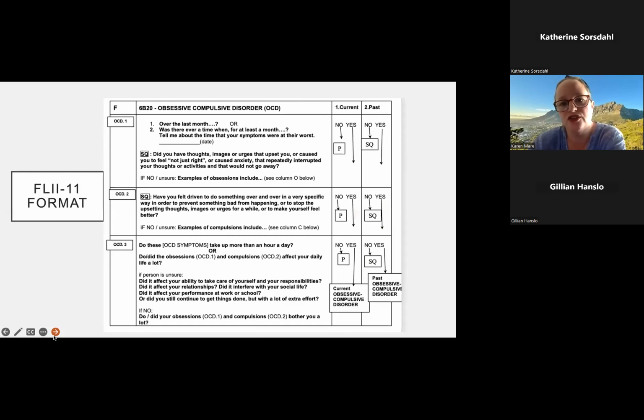And so this is what it looks like, the FLII-11. We don't have the middle column with the CDDR. We are hoping that the questions are simple enough that people can see what the requirements are that are being asked about, and people can make ratings in the different columns, and when they get to a diagnostic box, then they know, okay, I've made this diagnosis.